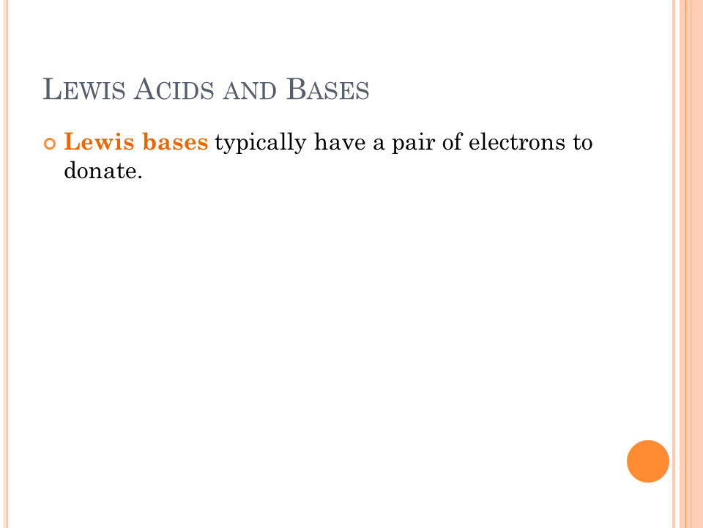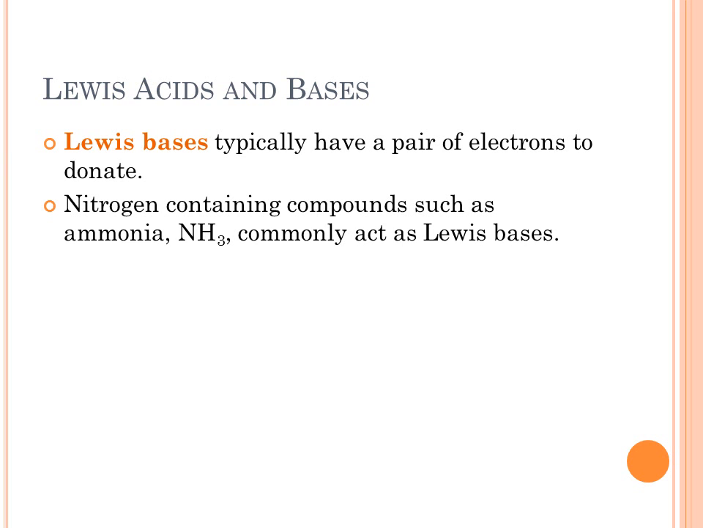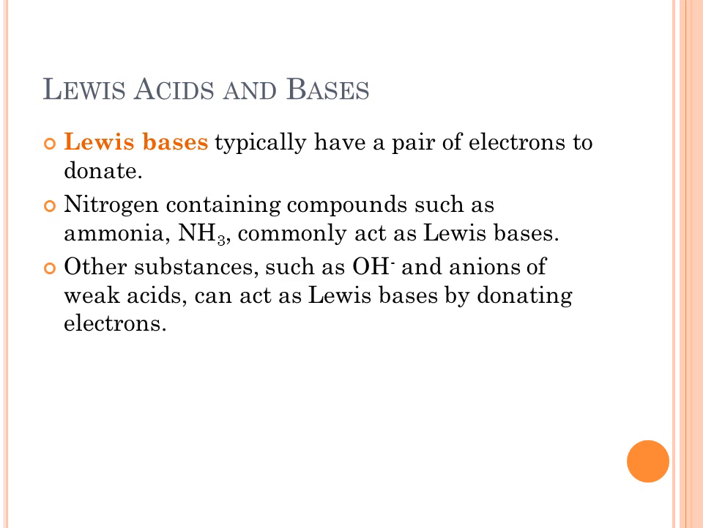Your bases typically have a pair of electrons to donate. That's why you've got your nitrogen-containing compounds such as ammonia acting as a base. You've got hydroxide ions, and a lot of the anions of the weak acids can act as Lewis bases by donating electrons as well. This has been a brief tutorial on weak acids and weak base equilibria with a little nod to your Lewis acids and bases and polyprotic acids.